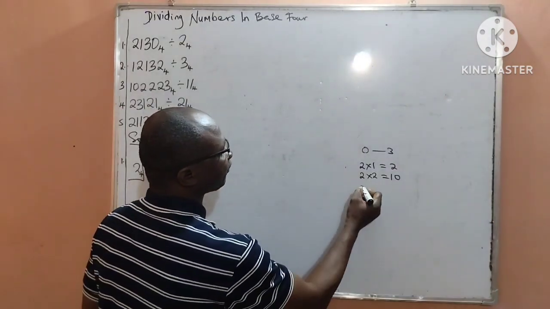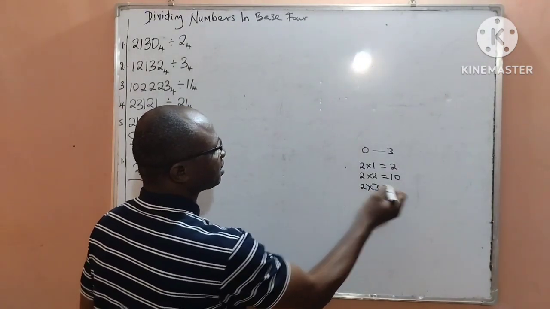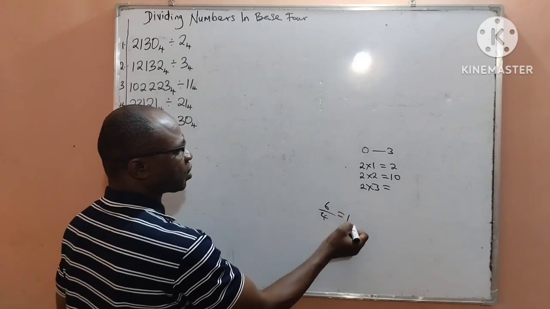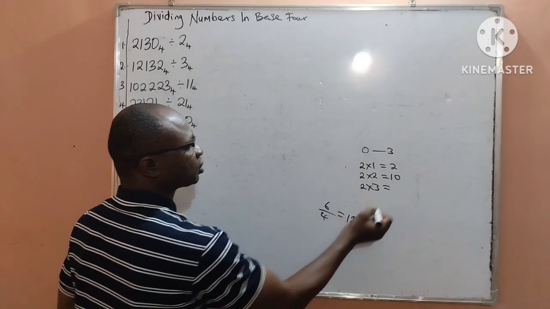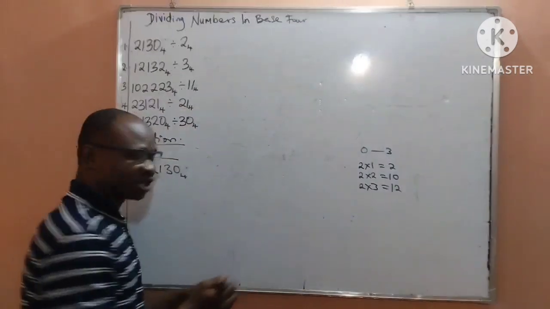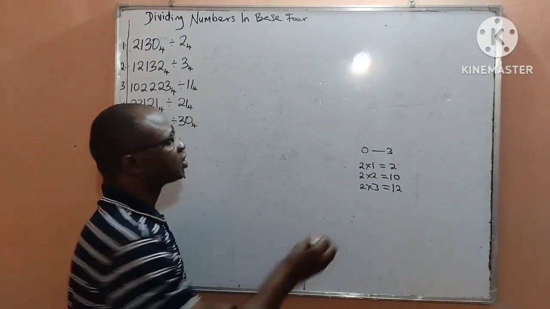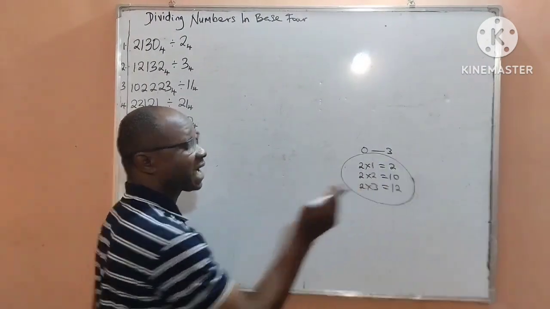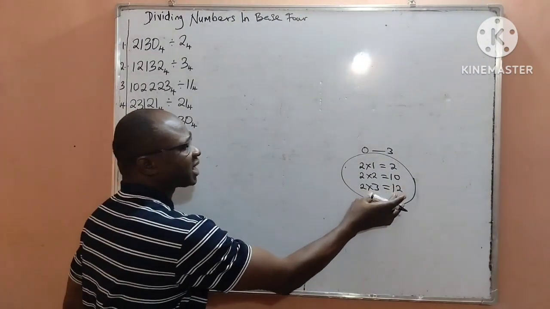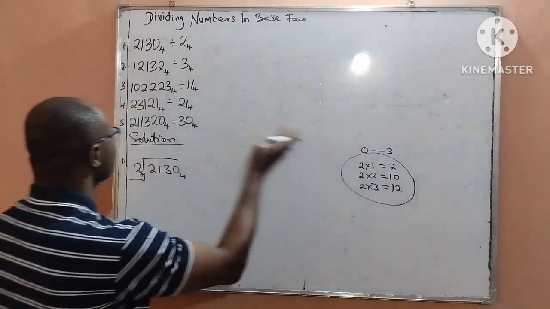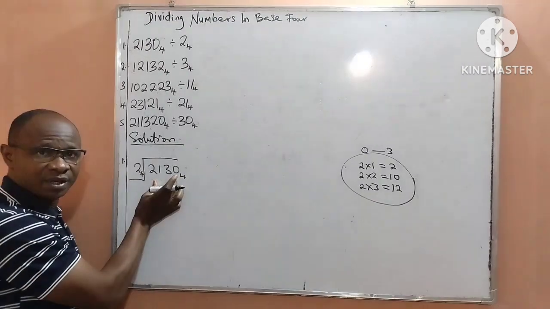Alright, next 2 multiplied by 3. That is going to give us 6. And when we divide by 4, we get 1 remainder 2. So that is going to be 12. What does it mean? It means that 2 multiplied by 3 is 12 in base 4. So all these values here now are in base 4. Now, watch and see how we can use this multiplication in base 4 to carry out division in base 4.